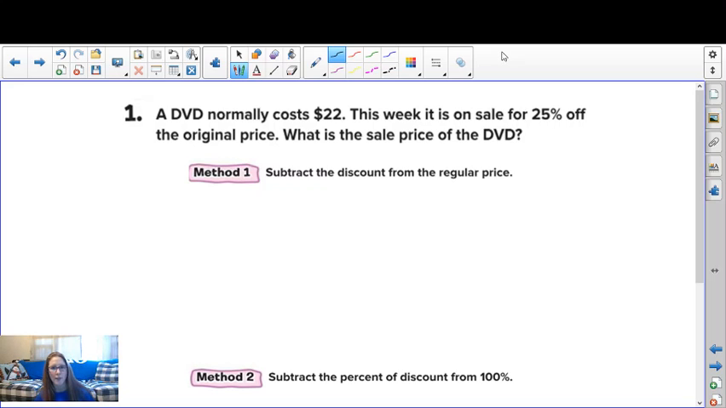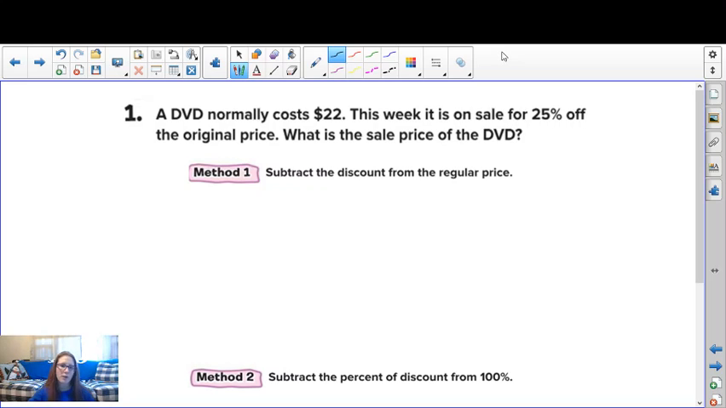Just like with the markup, the tips and sales tax, there are two different ways to approach it. I, again, think that the second way is easier just because I'm slightly lazy. I don't care which way you do it. Just note that I'll probably stick with the second method because I'm lazy.